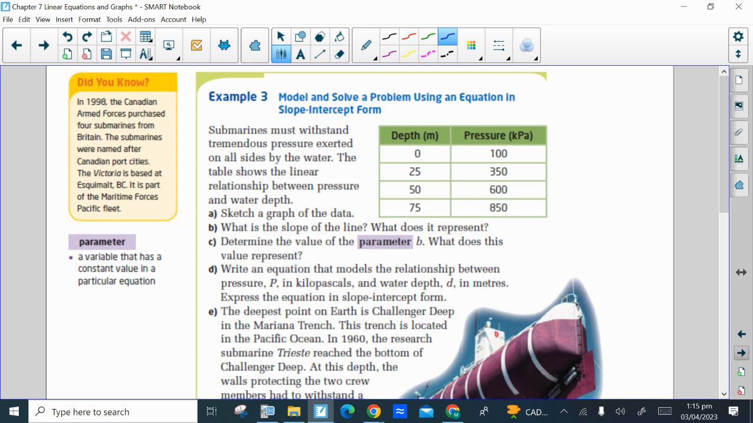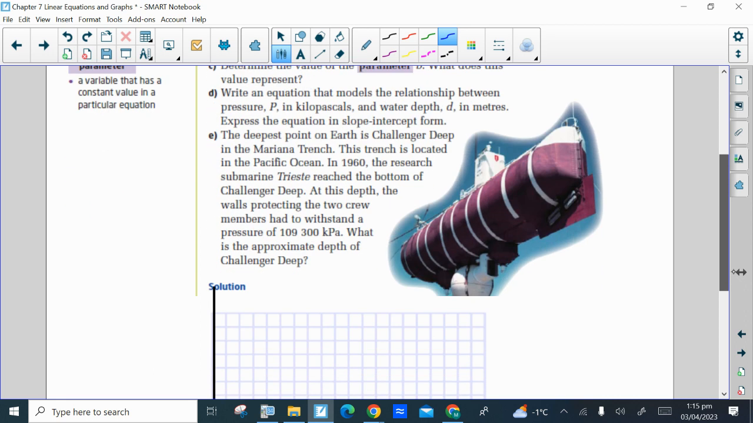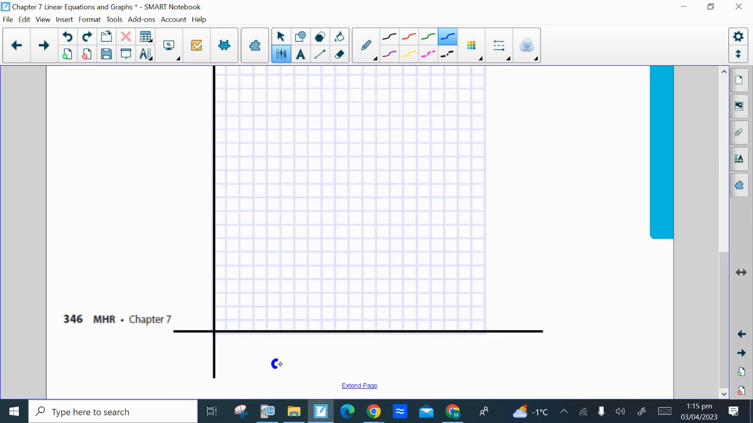This next example. Submarines must withstand tremendous pressure exerted on all sides by water. The table shows the linear relationship between pressure and water depth. It asks us to first start by sketching a graph of the data. So we have our table of values already. The first column of the table is the depth in meters. That is the independent variable. Independent variable always goes along the bottom. The first item in the table always goes along the bottom.